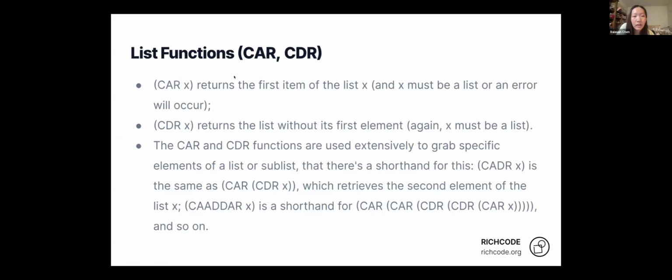So these are just a couple of list functions, CAR and CDR. CAR X returns the first item of the list X, and X must be a list or an error will occur, and CDR returns the list without its first element. Again, X needs to be a list, and they're used to grab specific elements of a list. For example, CADR is the same as CAR of CDR X. You can add this on many times. Like CAADDAR is equal to CAR of CAR of CDR of CDR of CAR. The number of A's and D's determines how many times you do each function.